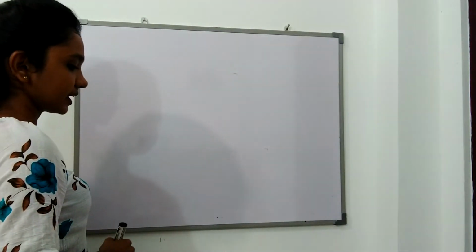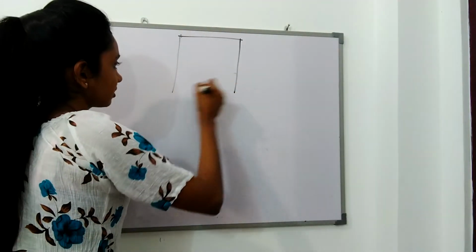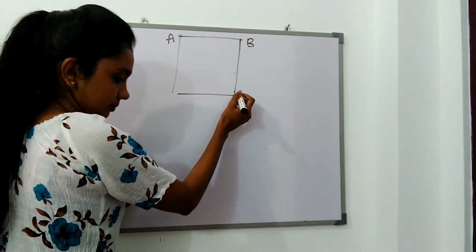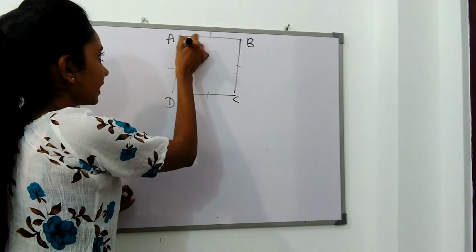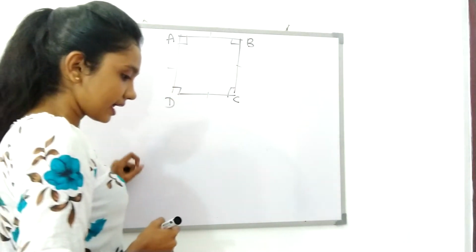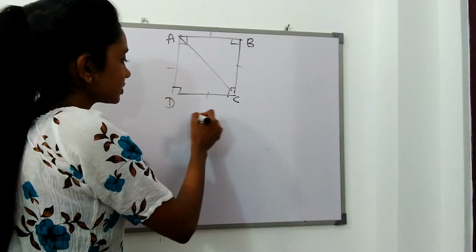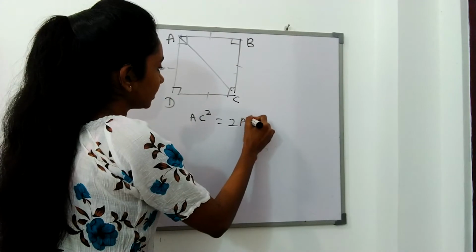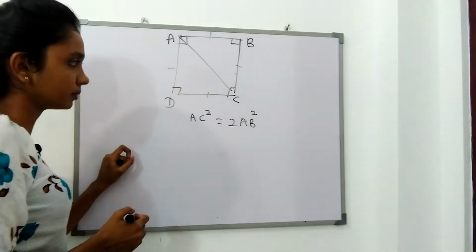So the question is, ABCD is a square. Square means all the sides are equal and all the angles are 90 degrees. And they are telling us to prove that AC squared is equal to 2AB squared.